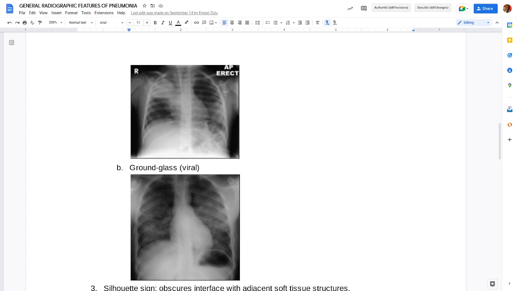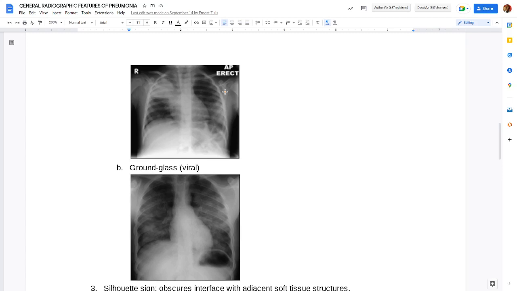There's a horizontal, transverse line. So there's a fissure there, which is stopping the pneumonia from penetrating to the lower lobe. You see the lower lobe looks normal. It's dark. So the infection is restricted only to the upper lobe.